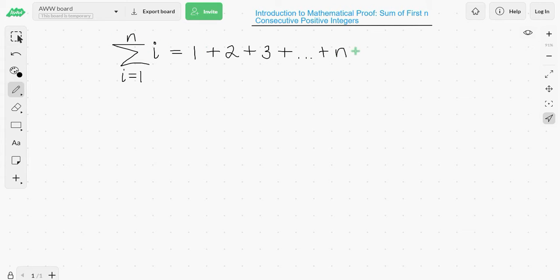Now, what we'd like to do by the end of this video is come up with a formula for what this is in terms of n. So we want a formula in terms of n, the number of terms that we have. That's our goal. And not only do we want a formula in terms of n, we want to prove that this formula is correct. So before we do that, let's take a look at an example.